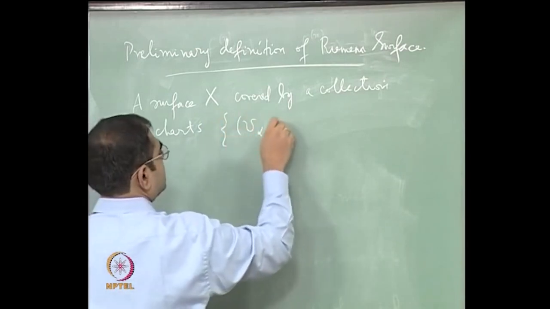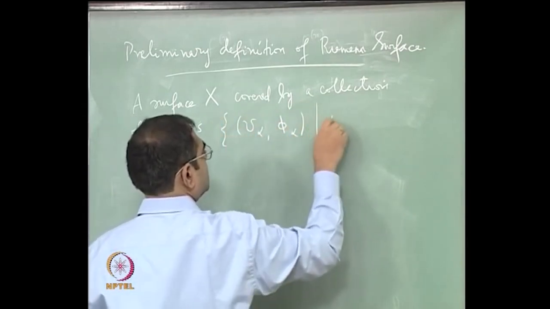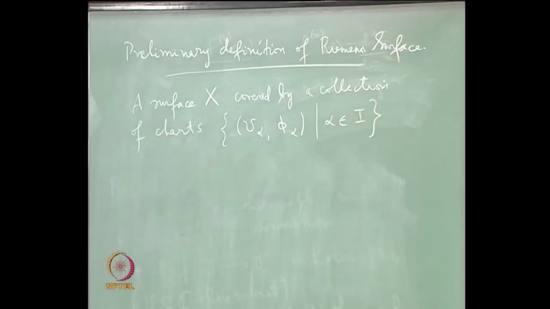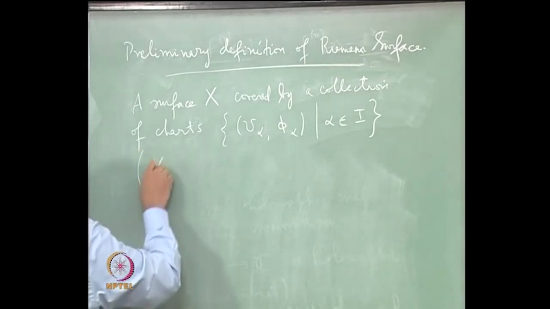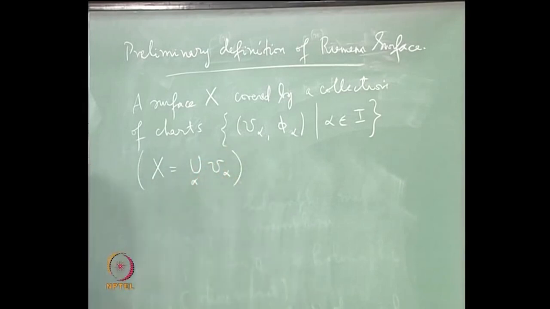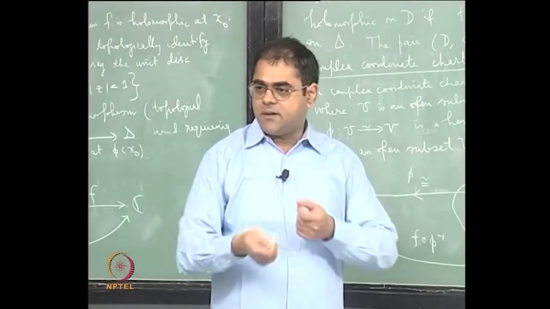U alpha, phi alpha, where alpha runs over some indexing set. So this capital I is an indexing set, and for each element in I, I have a chart U alpha comma phi alpha, and these U alphas should cover X. Okay, so let me write that down. X is equal to the union over alpha of U alpha. Okay, this ensures that at every point of X I can really do complex analysis, using the chart that is available at that point.